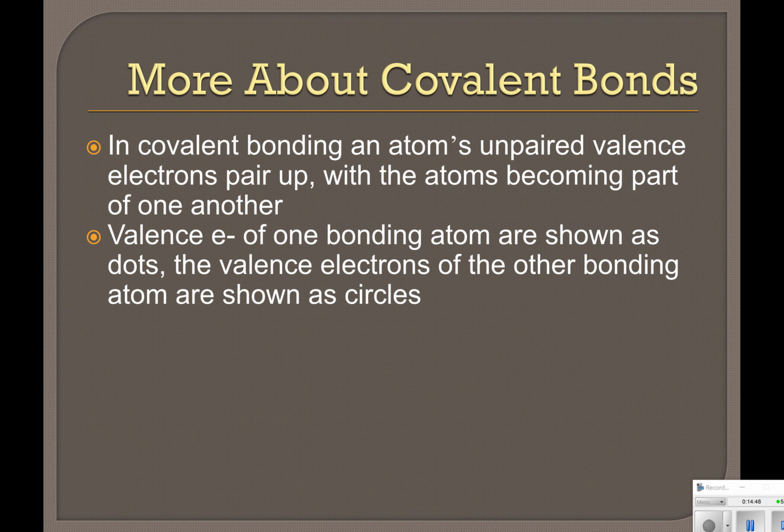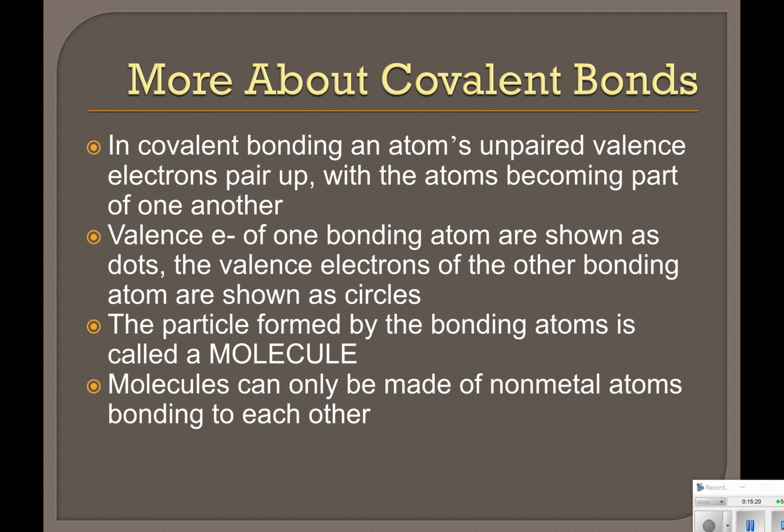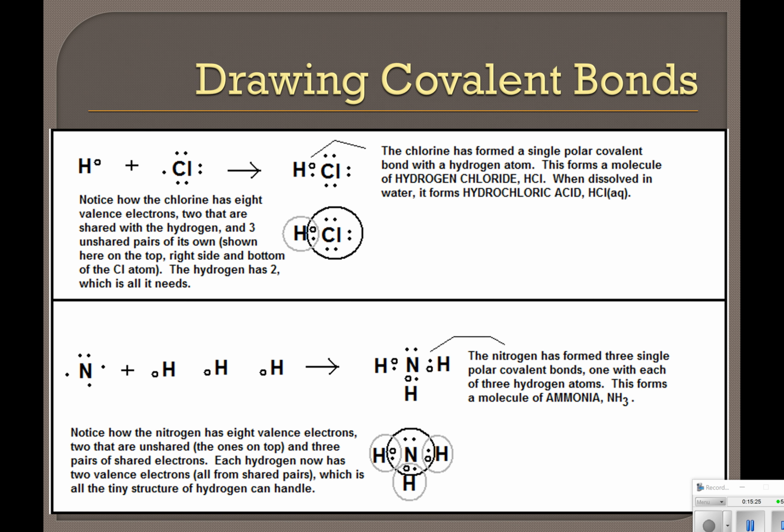Now, remember, in covalent bonding, an atom's unpaired valence electrons pair up, and the atoms actually become part of one another. The valence electrons of one bonding atom are shown as dots, and the valence electrons of the other bonding atom are shown as circles. This helps us keep track of the electrons as they're bonding and make sure that we're writing these correctly and showing which electrons are coming from which atom in the bond. Now, this particle that gets formed from the covalent bond is called a molecule. Remember, they can only be made of nonmetal atoms bonding to each other.